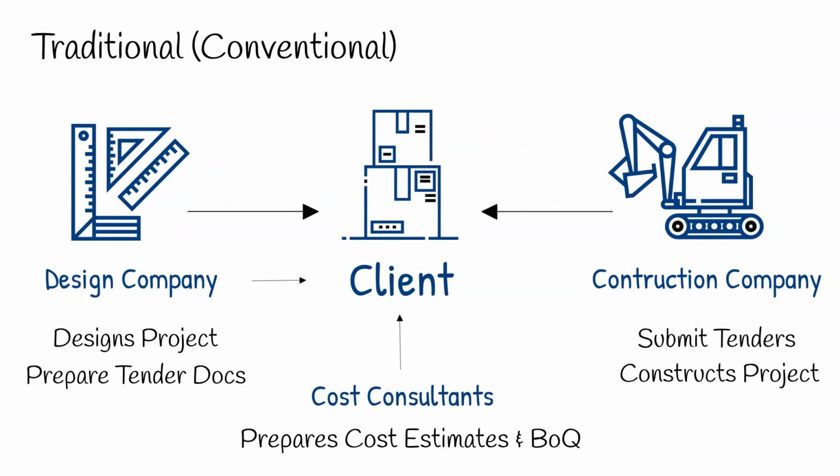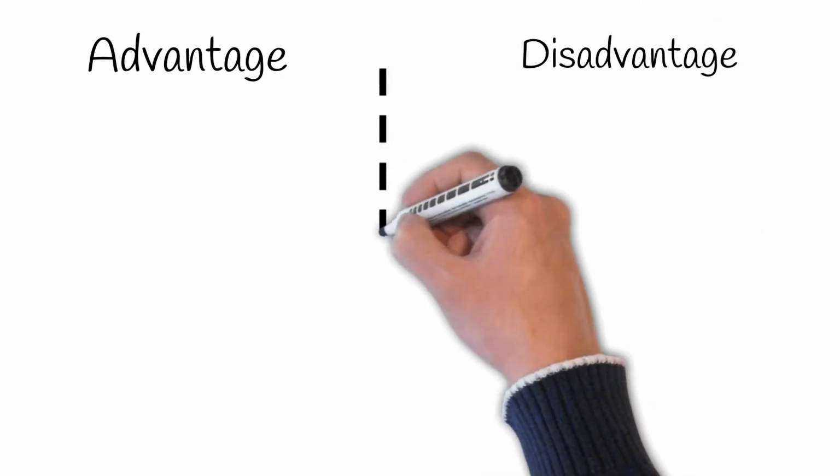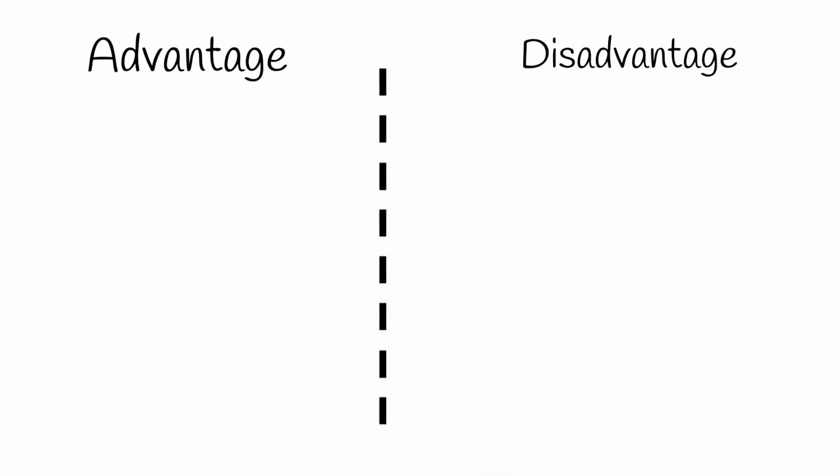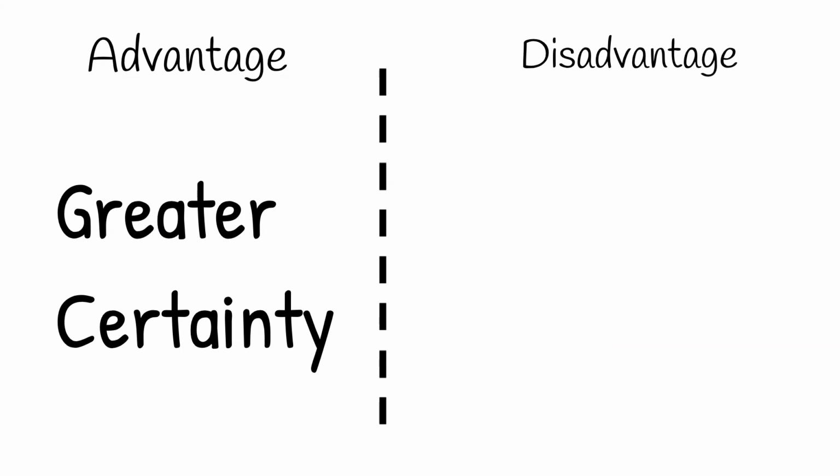The traditional procurement method has a lot of advantages and disadvantages. The main advantage of the traditional method is a greater certainty. This is because the design is finalised before contractors are appointed, and so there is clarity about precisely what is required and how much it's likely to cost.